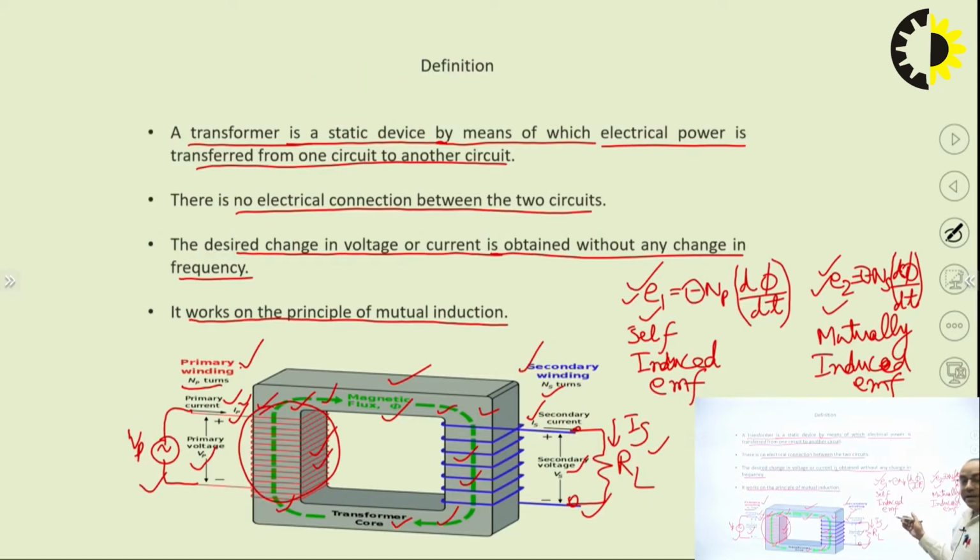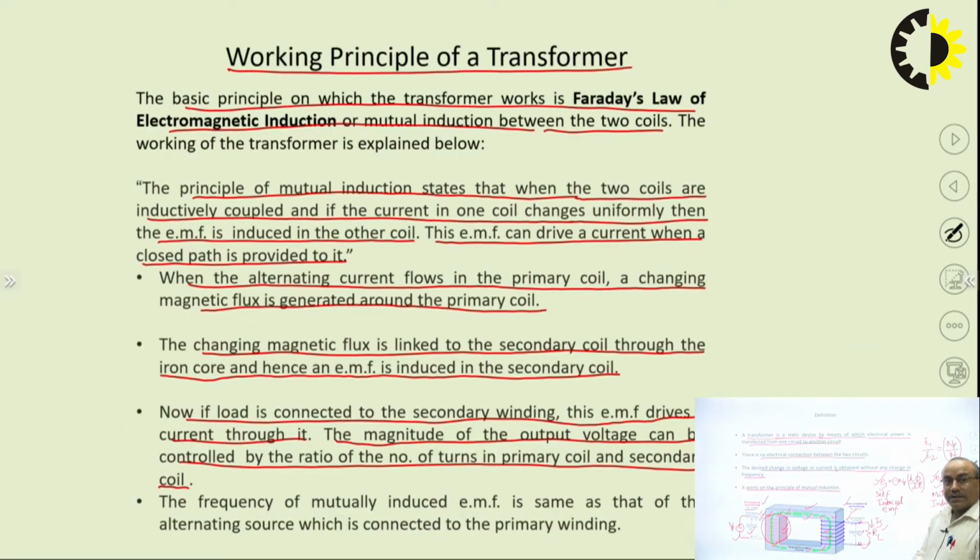Since we have seen that E1 and E2 are dependent upon the number of turns on the primary and secondary side, if I take the ratio of E1 and E2, I will get E1 upon E2 equal to Np upon Ns. So, the secondary EMF E2 can be controlled by changing this turns ratio Np upon Ns or Ns upon Np, whatever we take mathematically. By controlling this ratio, we can change the magnitude of induced EMF on the secondary side. That way it is there.